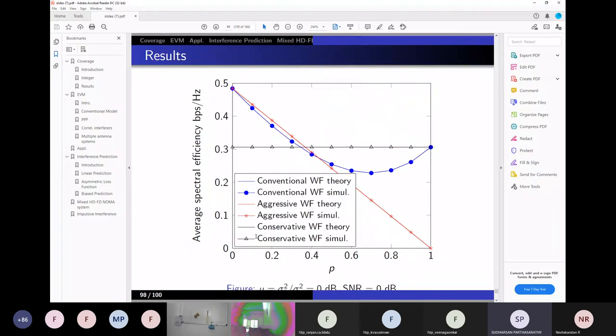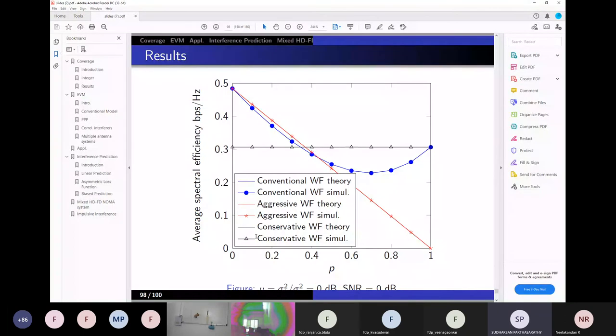The probability at which this transition happens, okay? So here, you can say till P is equal to 0.5, my aggressive water filling is better than conventional water filling. Here, till P is equal to 0.95, you will say that aggressive water filling is better than conventional water filling. And only for P equal to 0.95 to P equal to 1, my conservative water filling is better than conventional water filling. So the value of P at which this transition happens depends on the value of mu.